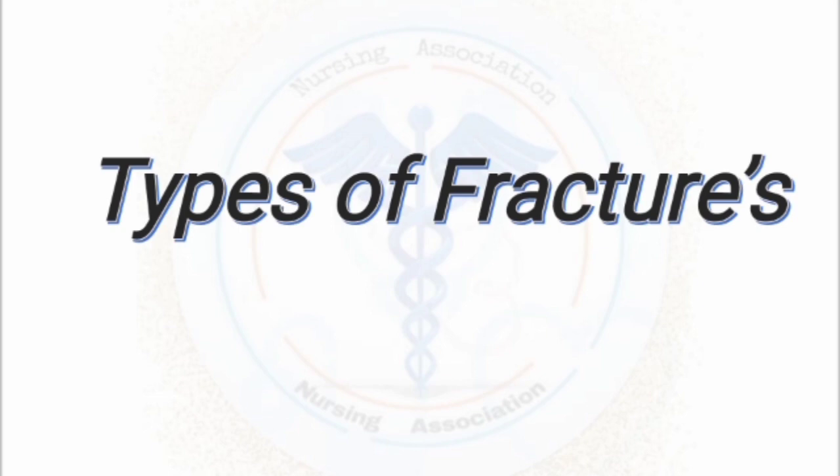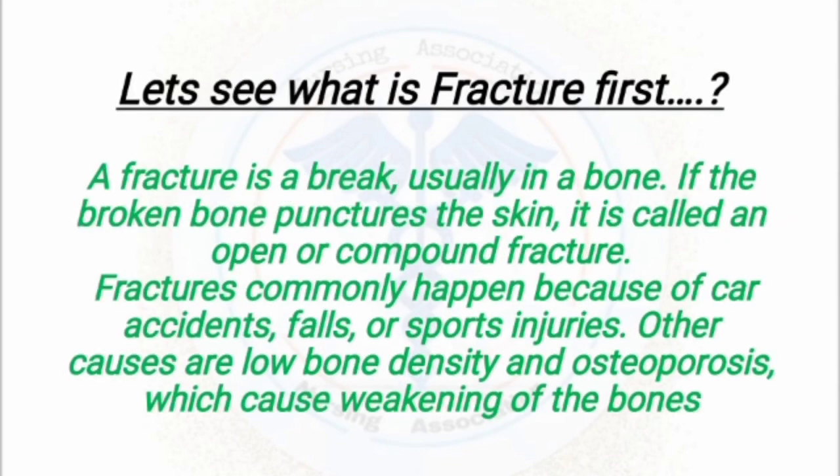Today we will learn about fractures and its types. So let's begin. First of all, we will learn what is fracture. A fracture is a break, usually in a bone. If the broken bone punctures the skin, it is called an open or compound fracture. So here fracture is one type of break in bones. If bone breaks and punctures the skin, it is called open or compound fracture.